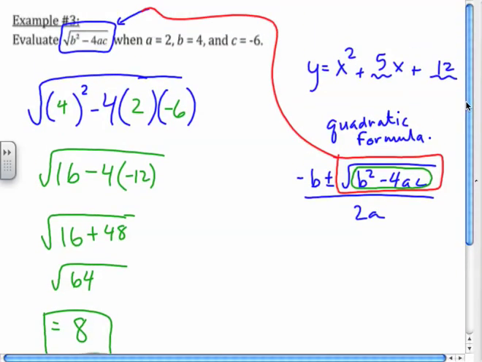Simple enough, but we're going to put it into this equation later, okay, when we get to solving quadratics. And it's important that we need to know how to evaluate that so that we can find out what x equals. Okay? All right. I think that's clear enough, guys.